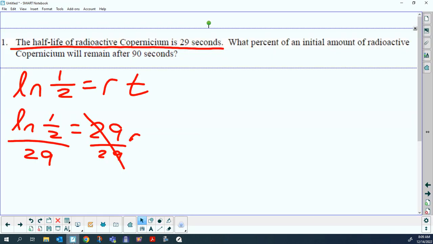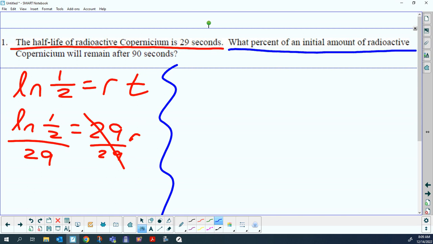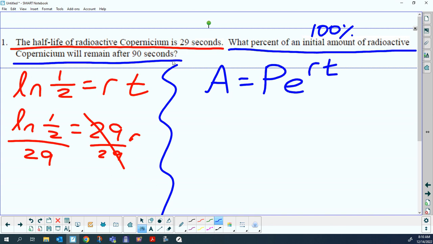Next. What percent of an initial amount will remain after 90 seconds? So, what percent of an initial amount? The initial amount, if we're talking percentages, would be 100%. Whatever you're starting with, you start with 100% of it, and we're going into this equation, A equals P E to the RT. Sometimes you'll see it with a K instead of an R. The letter there doesn't matter.